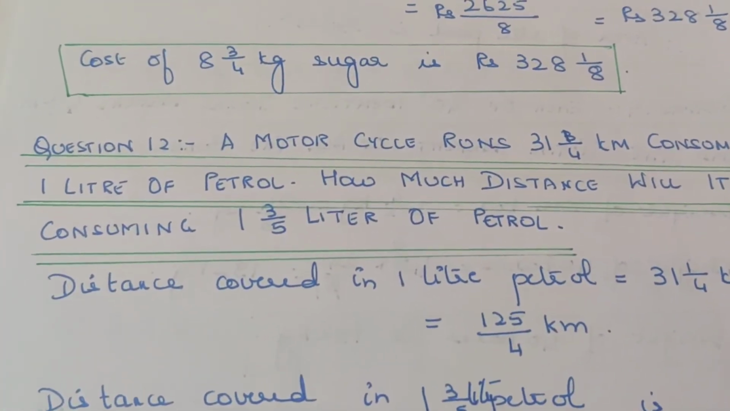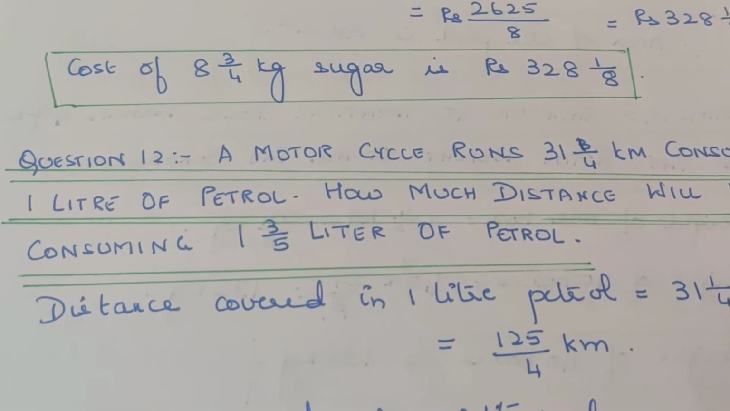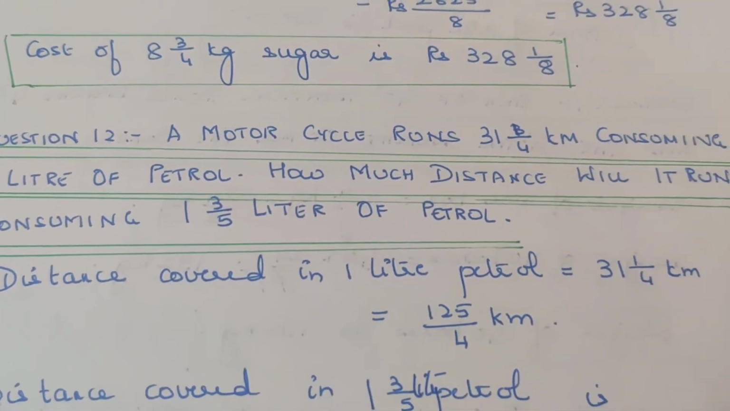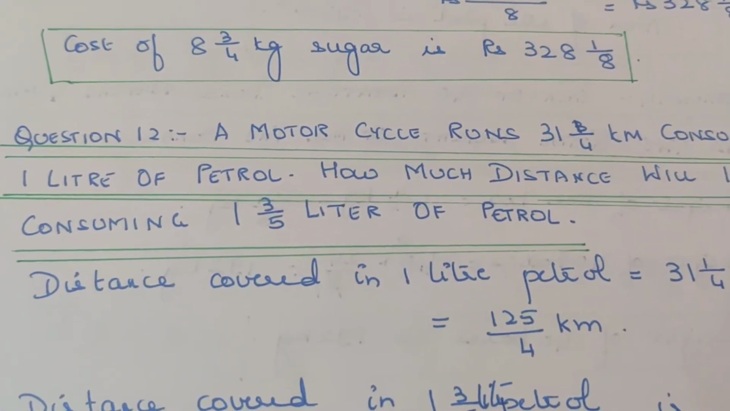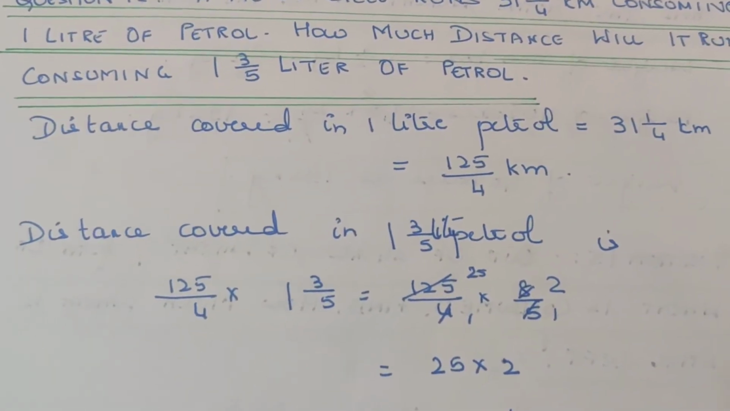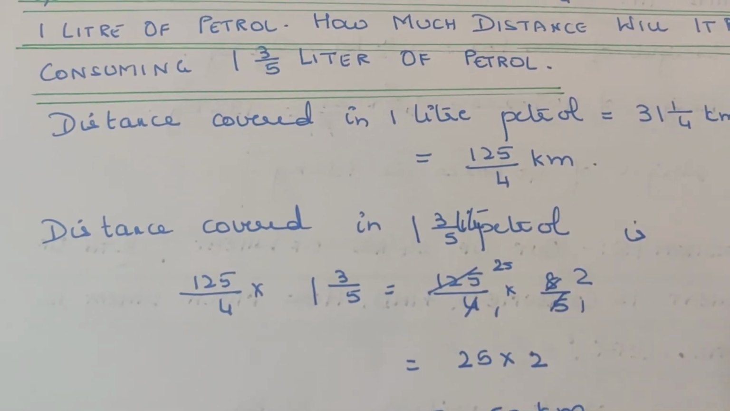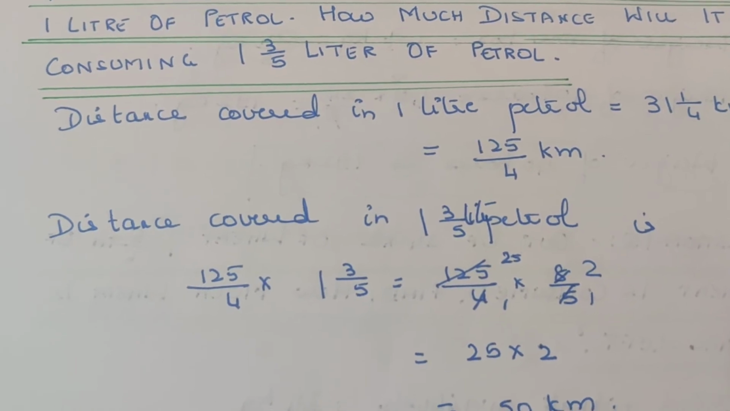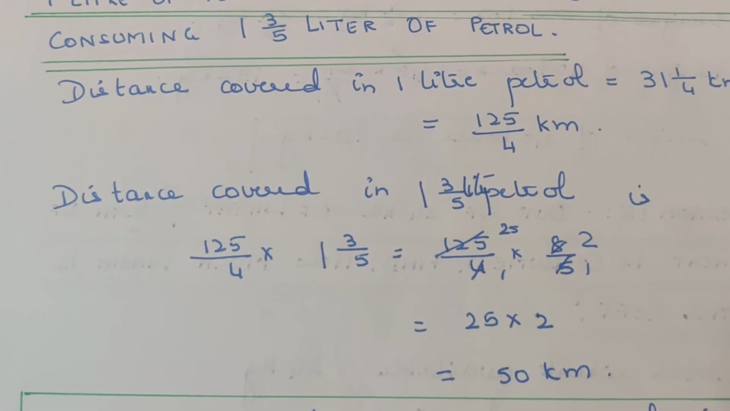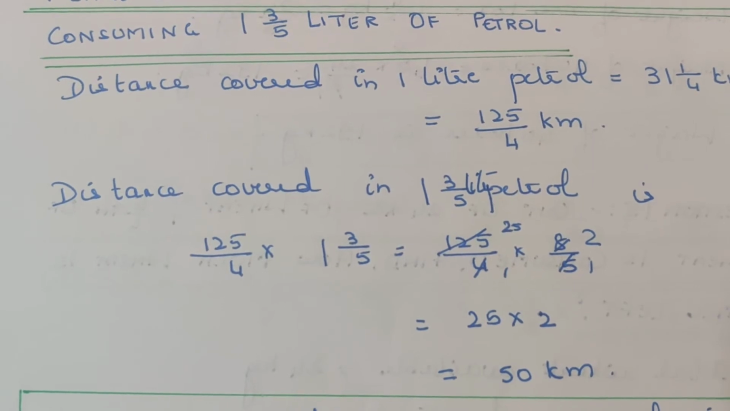Next one. A motorcycle runs 31 1 by 4 kilometer consuming 1 liter of petrol. How much distance will it run consuming 3 by 5 liter of petrol? Distance covered in 1 liter of petrol is equal to 31 1 by 4 kilometer. That is equal to 125 by 4 kilometer. Therefore, distance covered in 3 by 5 liter of petrol is 125 by 4 into 3 by 5.